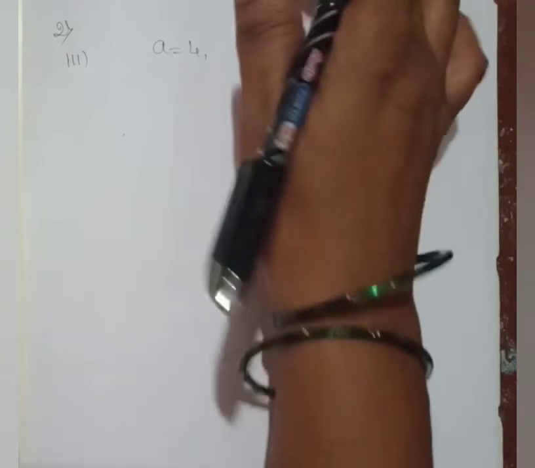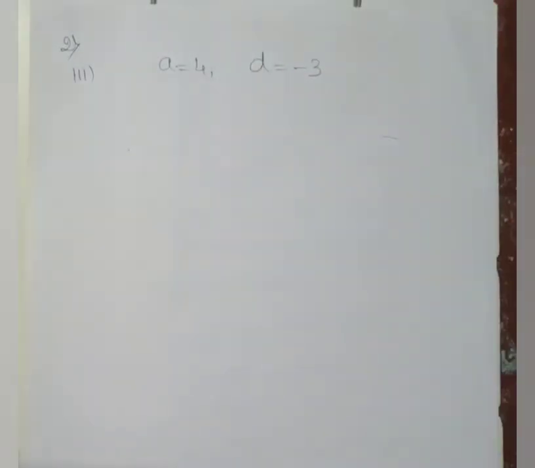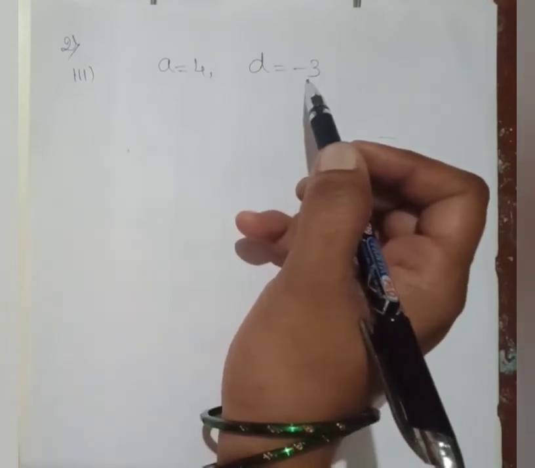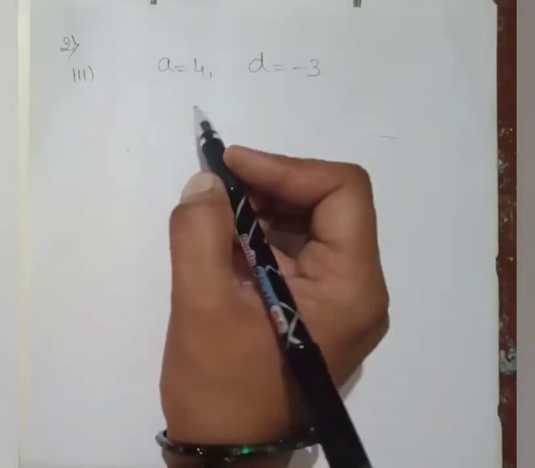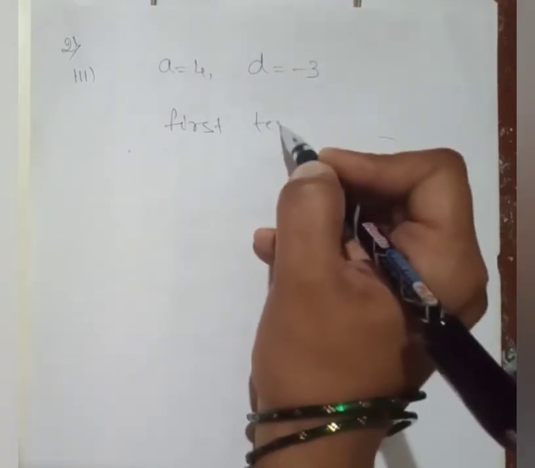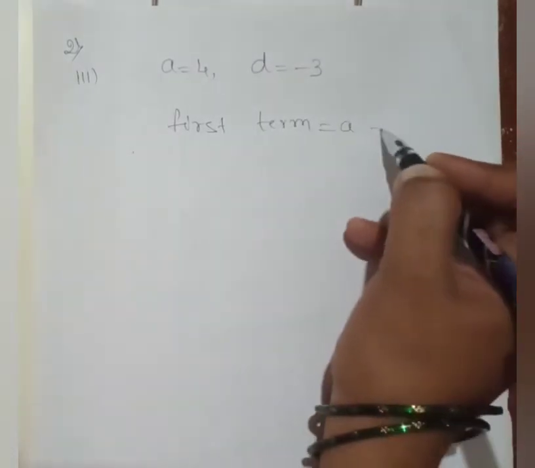See here children, you practice this one. The second question, I mean the third one: A is equal to 4 and D is equal to minus 3. Very simple. See how to do this one here. The first term is given by what? As you know, very simple. The first term is A itself, which is 4.